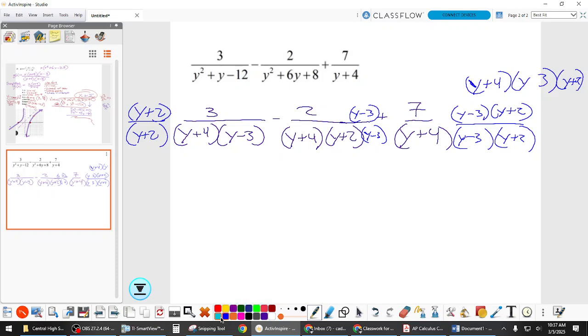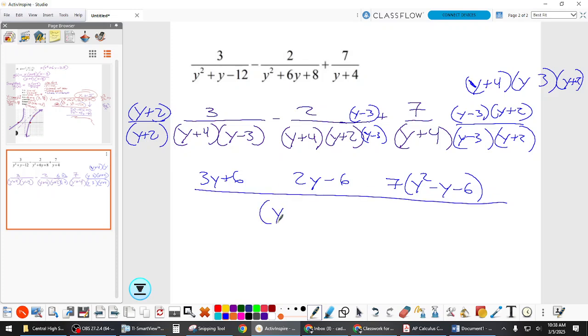Okay, so we get 3y plus 6 from this first group, 2y minus 6 from that middle group. This, we have a little bit extra work to do because it's y squared, 2y minus 3y is negative y. So I'll just write it first. Y squared minus y minus 6. Good on where those came from. That whole thing is over our denominator, our common denominator. Do not re-multiply these. Just leave them like that.